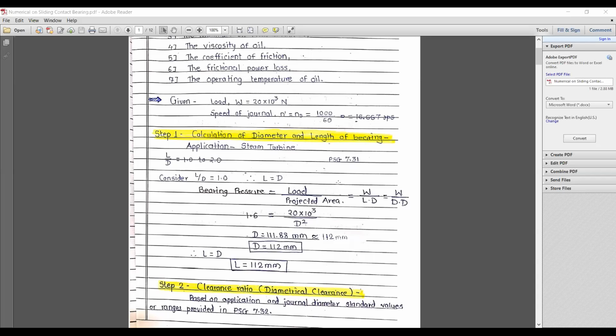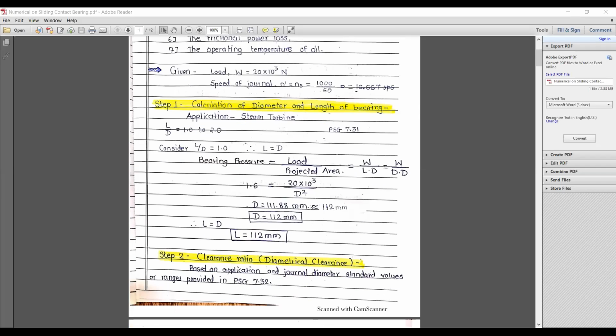16.667 RPS. Now next one, the calculation of the bearing diameter and the length. As we know, the application is a steam turbine. So if the application is given, we need to find out what should be the range of L by D ratio. So for that we need to refer to the PSG.